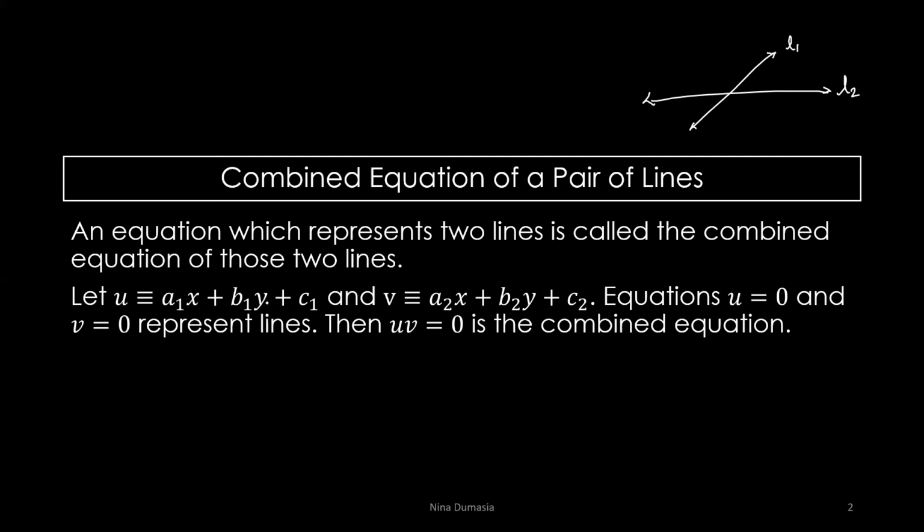मतलब ये a1x plus b1y plus c1 is equal to 0. This is the equation of a line in the standard format, right? And जो L2 line है that is a2x plus b2y plus c2 is equal to 0. That is v is equal to 0. Then the combined equation is defined as u into v is equal to 0.